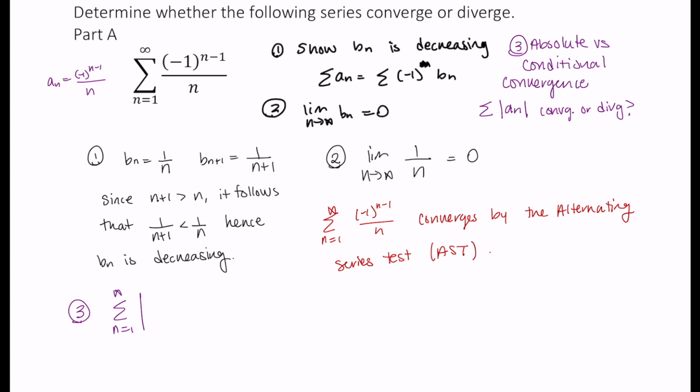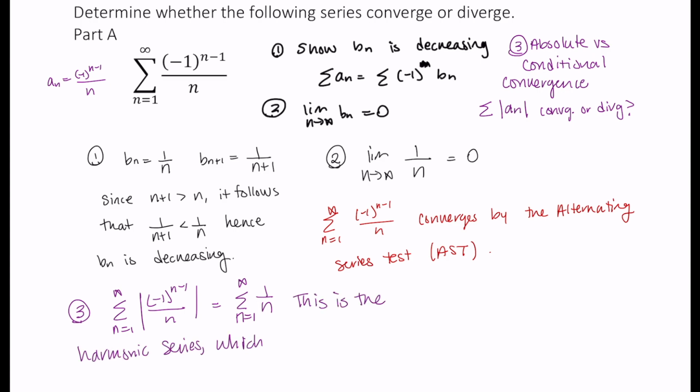So let's look at the absolute value of this series. Well, that's equal to something we should recognize. This is a harmonic series, which diverges. Okay, so what have we learned? We know it converges by the alternating series test, and this convergence is conditional.